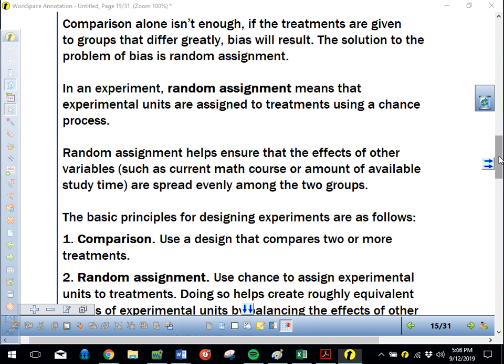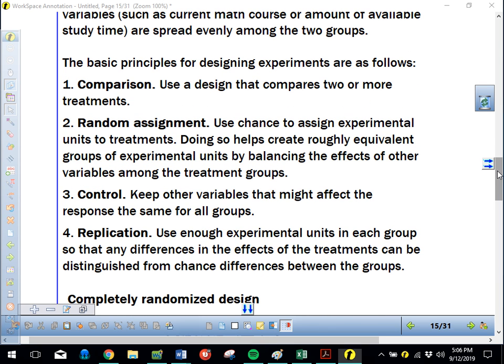And so when you try to eliminate variables on purpose by picking and choosing, you can create more issues for yourself without realizing it, which is why we just use random assignment, because then randomly everything will kind of fall into place if we have a large enough sample. So we have our CR, so comparison. So we want to compare the different treatments. Random assignment to eliminate bias.